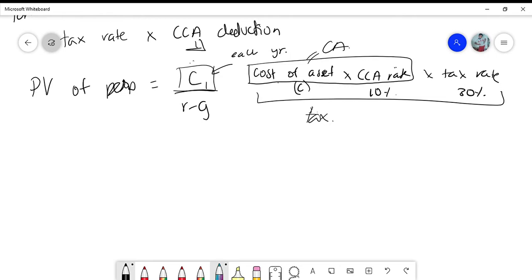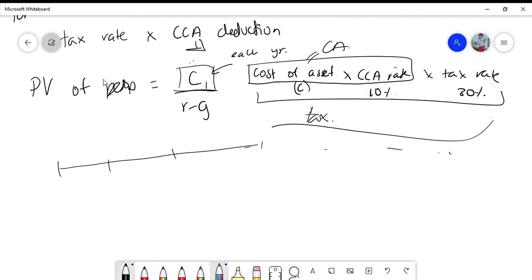So for example, in year 1, this is how much I save. And in year 2, this is how much I save. Whatever. And I keep saving this money forever and ever, because I keep the equipment forever and ever.